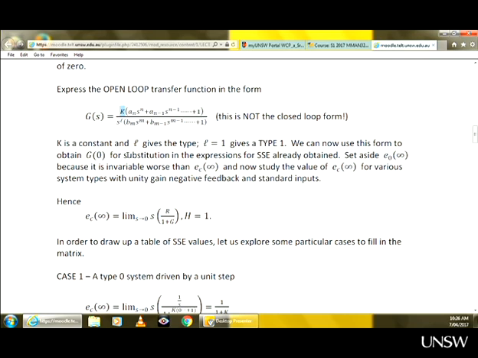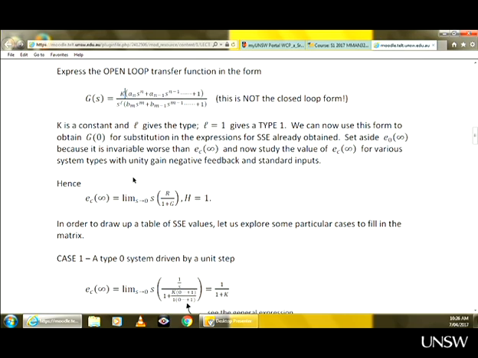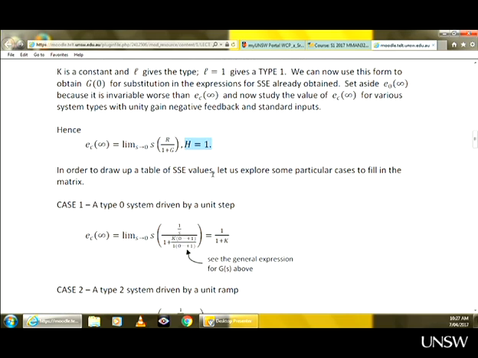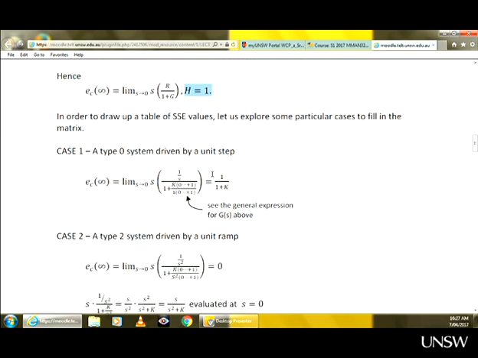Okay, now our closed loop system, remember it is limit s approaching 0 of s times R over 1 plus G, assuming H to be equal to 1. Let's cover now a few cases. So let's start with a type 0 system and a unit step input. And so let's see what the steady state error we are going to have.